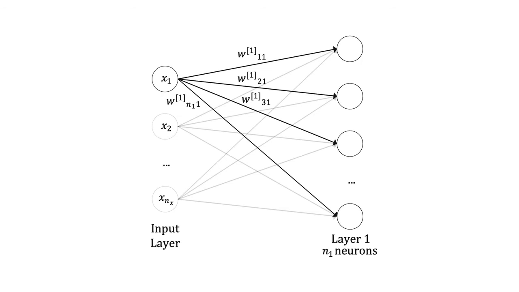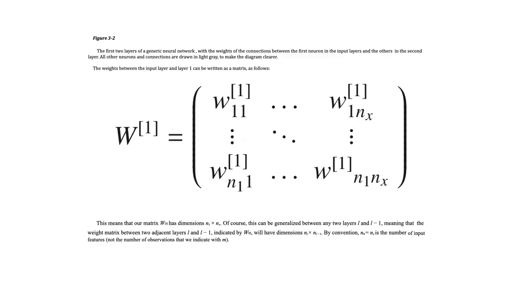Input layer, layer 1 with N1 neurons. Figure 3.2: the first two layers of a generic neural network, with the weights of the connections between the first neuron in the input layer and the others in the second layer. All other neurons and connections are drawn in light gray, to make the diagram clearer. The weights between the input layer and layer 1 can be written as a matrix, as follows. This means that our matrix W1 has dimensions N1 by Nx.